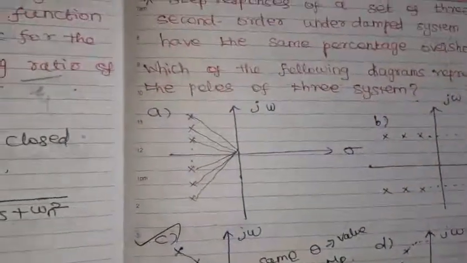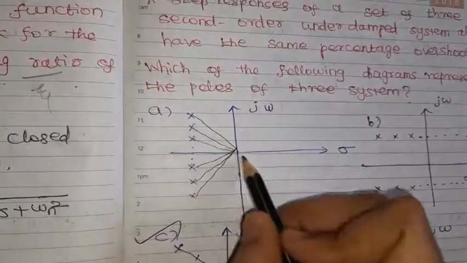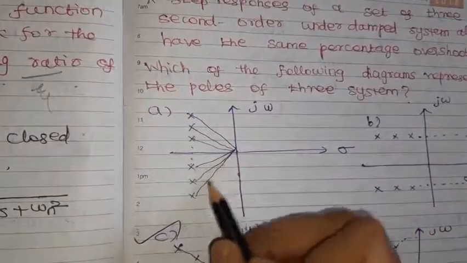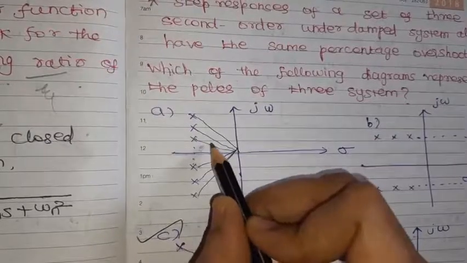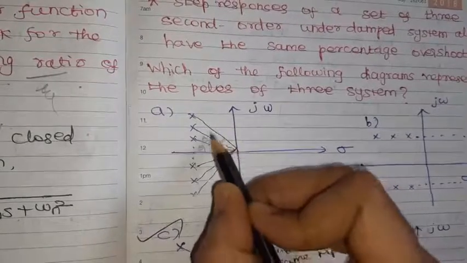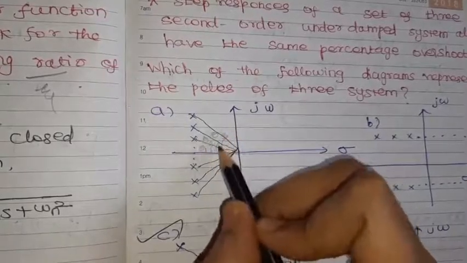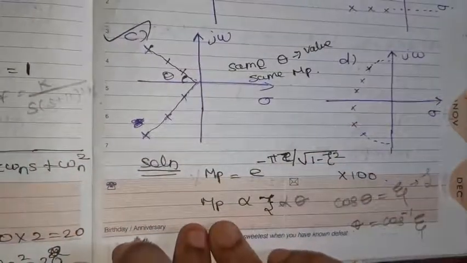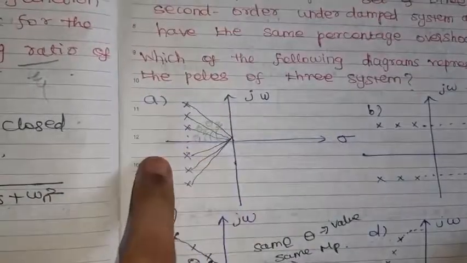So the pole location is given, and from that we can find the angle. Just join the pole to the origin to find the angle. For this pole location we get theta 1. It is varying for the second system, and for the third system also. So for three systems we have three different angles. What can we conclude from this? For the same percentage overshoot, the theta value is differing. So this is not correct. This is a wrong one.